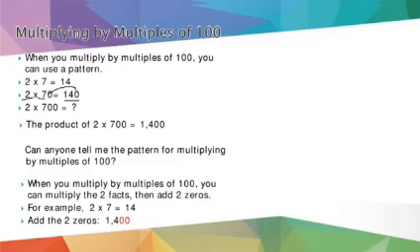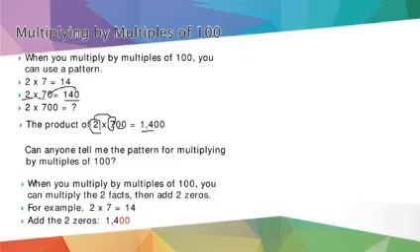For example, here we have 2 and 7. 2 and 7 are the two factors or facts. So multiply the two factors, 2 by 7, 14, and then add two zeros to the right side of the number. So in this way, we can easily find the product of multiplying 2 by 700.